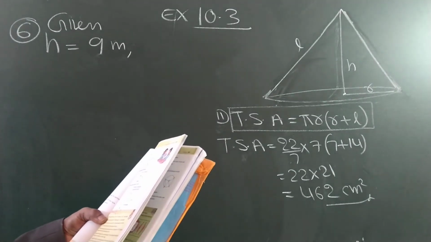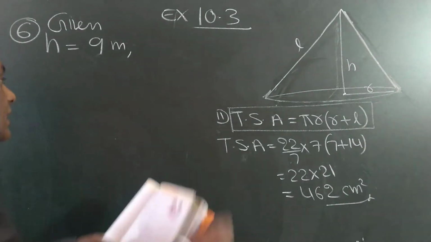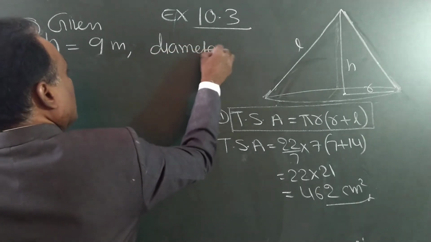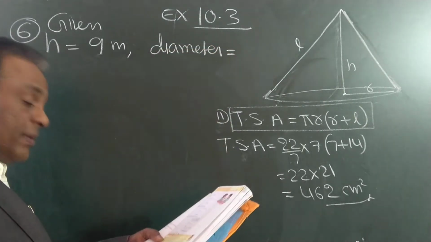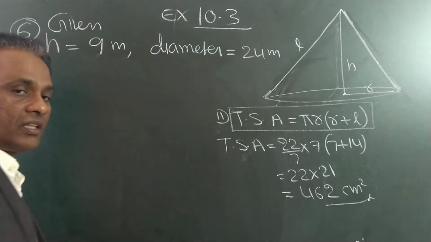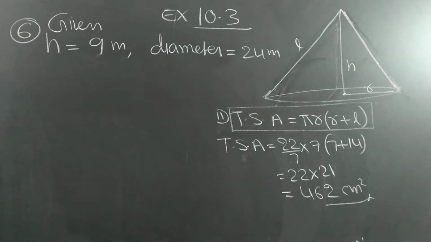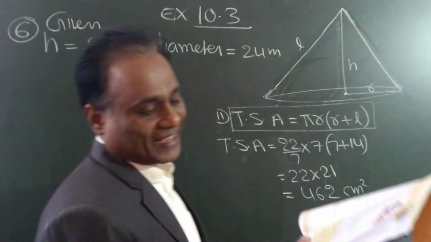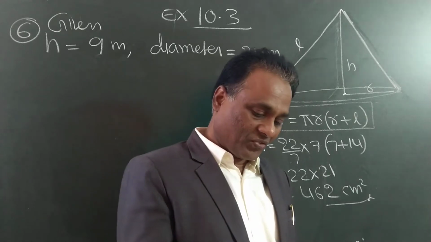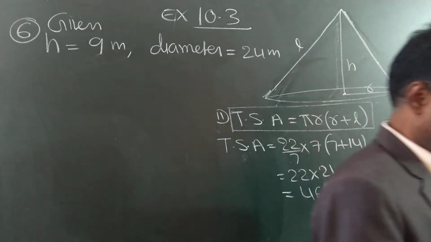Height is 9 meters. Base diameter is 24 meters. These two are given. Height is 9 meters, base diameter is 24 meters. What is the slant height? Find the cost of canvas cloth required if it costs rupees 14 per square meter.